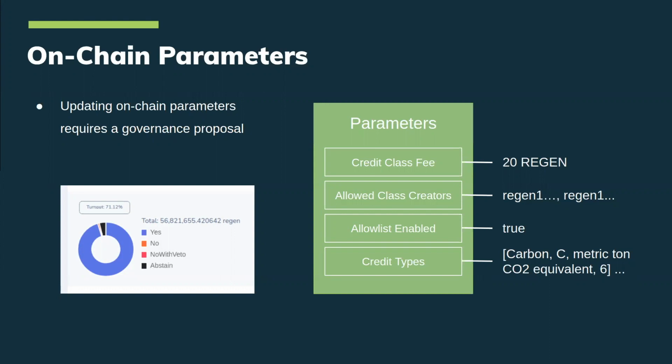And the final parameter there is credit types, which is what I started with at the beginning. There's a list of credit types that have been approved, and the default credit type that's going to be starting on that list is going to be the carbon credit type. And in order to add another credit type that is usable when you want to create a credit class, you're going to have to go through this parameter change proposal process and submit a governance proposal to add, for example, a biodiversity credit type.